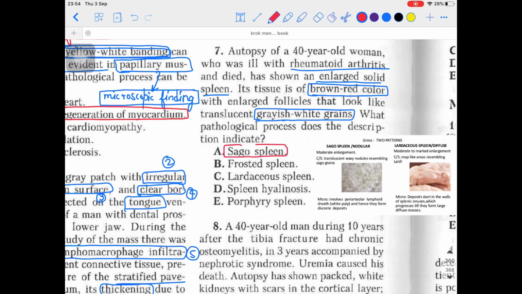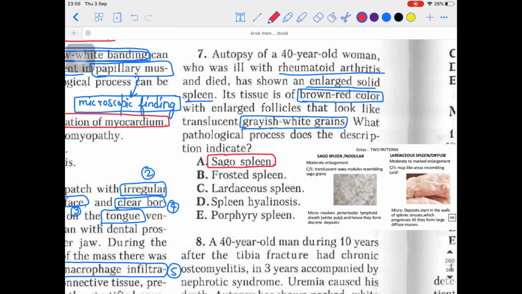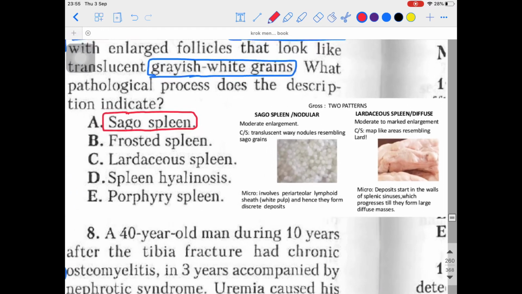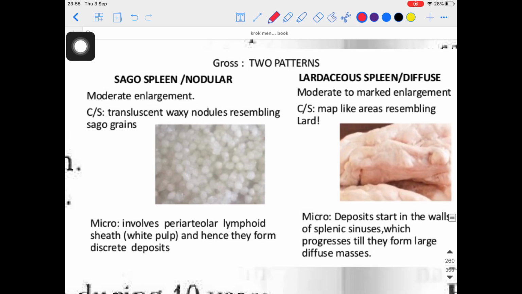Now how can you appreciate the Sago spleen macroscopically? Here I have some differences between the two kinds of spleen. Actually very famous ones are the Sago spleen and the Lardaceous spleen. Sago spleen is the nodular one. On the other hand, Lardaceous spleen is the diffuse. Sago spleen has moderate enlargement, whereas Lardaceous spleen has moderate to marked enlargement, right? All the differences are very important, so do not ignore them.